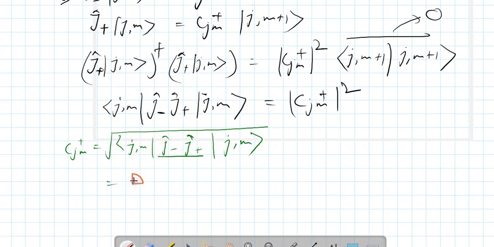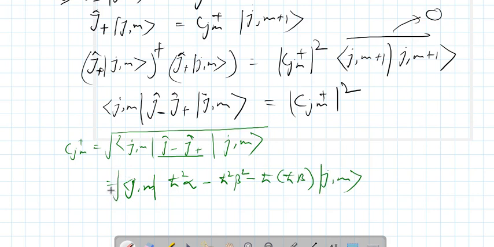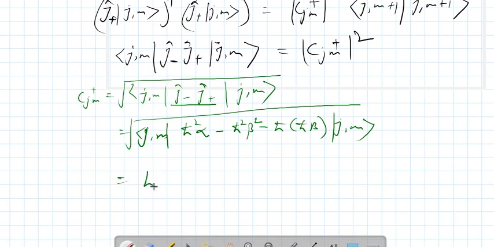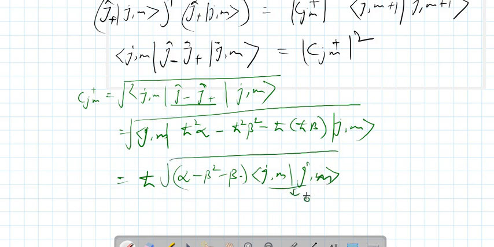So if I substitute its value, this can be written as h cross square alpha minus h cross square beta square minus h cross square beta, and it is |j m>, all under the root, and this h cross square can be taken outside, so it is h cross, and it is alpha minus beta square minus beta, it is |j m>, and whole under the root, and its value is 1.